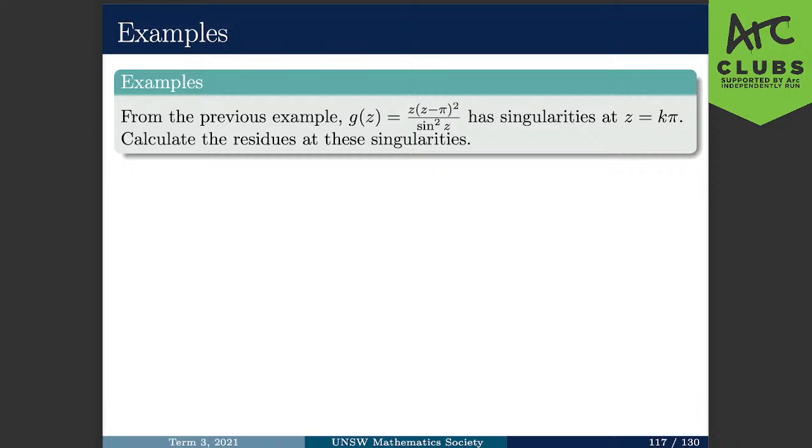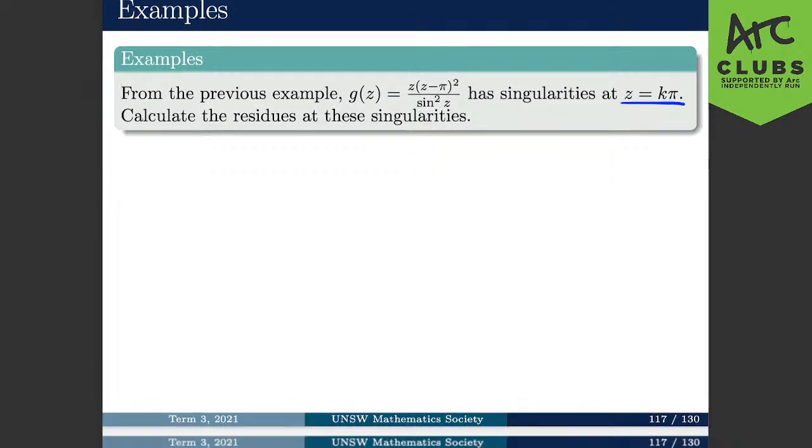Okay, so pretty much from the previous question, we saw that this function here has singularities at z equals k pi, where for k equal to 0, we have a simple pole. For k equals 1, we have a removable singularity, and for any other value of k, we have a double pole, or a pole of order 2. Okay, so I want to calculate the residue at these singularities. So we'll first start with the easy one.